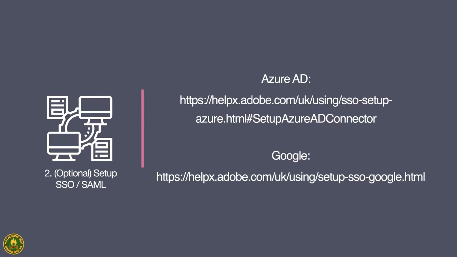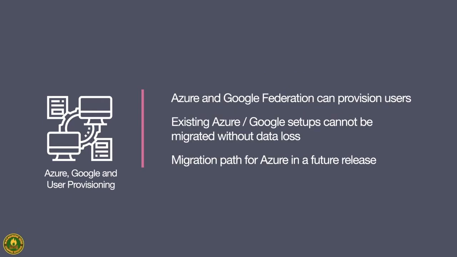Next up is to optionally configure SSO and SAML integration. If you're using Microsoft Azure or Google Federation, Adobe has dedicated guides for these. For other solutions, Adobe do provide generic instructions. Recently, Adobe added the ability for both the Azure and Google connectors to automatically provision user accounts in your Adobe portal, instead of you having to do this manually or via other methods.